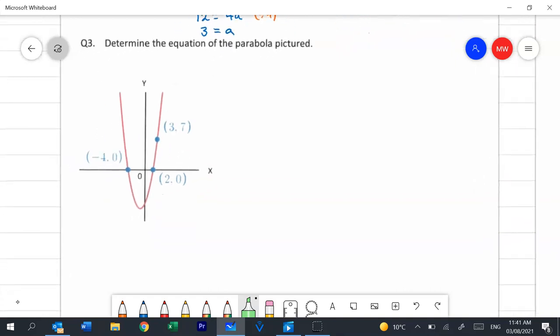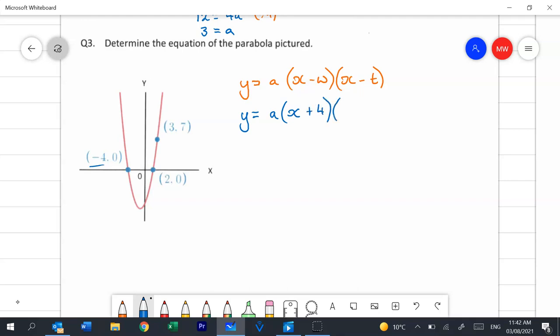This one, we are writing down the equation of the parabola pictured again. This time we've got 2 points where it crosses the x-axis. We don't know what the turning point is, and we've got a random point on the line. So we can't use turning point form. We're back to the one like we did in question 1, where we are saying y equals a outside of (x minus w)(x minus t). And we're solving to write the equation. So y equals, we don't know what a is. We've got a value for w now. That's this one over here. So that goes in as a plus 4. We've got another one here. So that's going to go in as t as a minus 2.